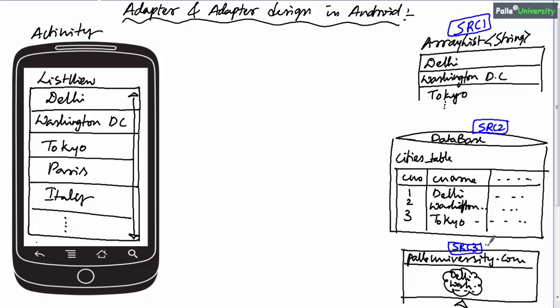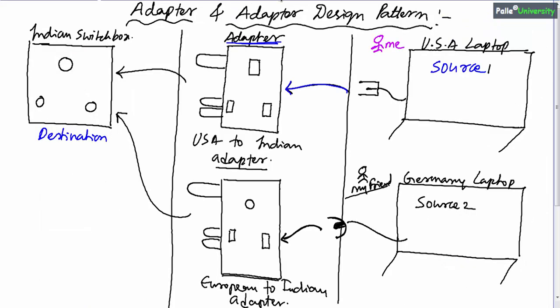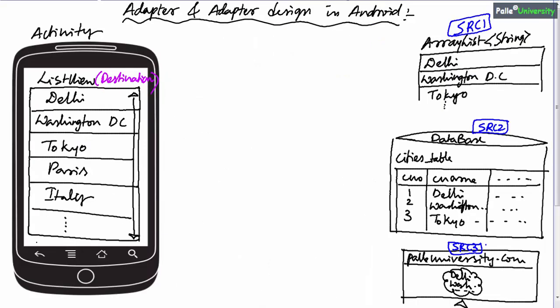SRC means source. That means in order to display some elements in the list view, those elements may come either from an array list or from a database, or it may come from some server which is connected over the internet. In this case, the list view is a destination where finally we are displaying the data. Now observe this picture, and try to compare with this picture. Here also we have three layers. Here also we have different sources and one destination.